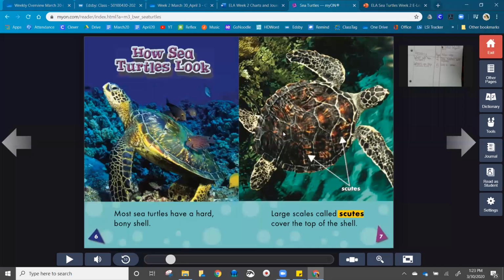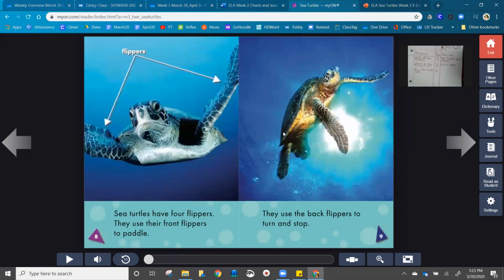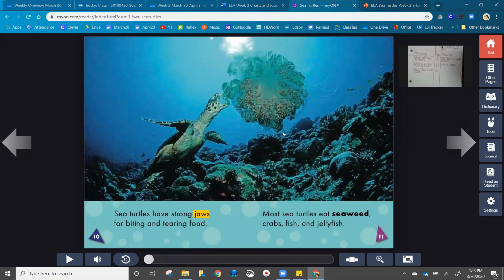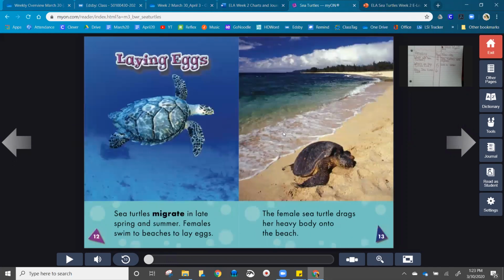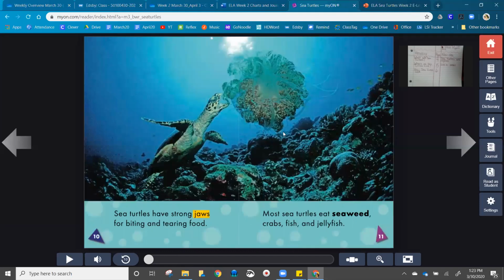All right, so we are on the next section, how sea turtles look. So let's write that heading down. How sea turtles look. And that is on page 6. Now you notice on page 7, it does not start a new heading. If we flip through, we have 8 and 9, still no new heading. And then 10 and 11, still no new heading. We don't have a new heading until page 12. So this is going to be 6 through 11, that whole section.